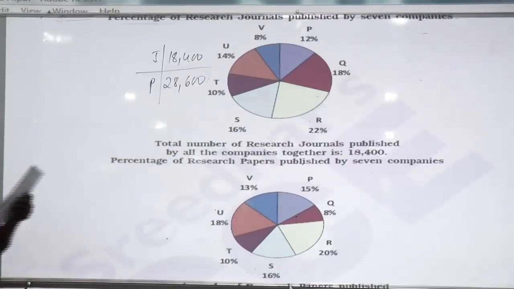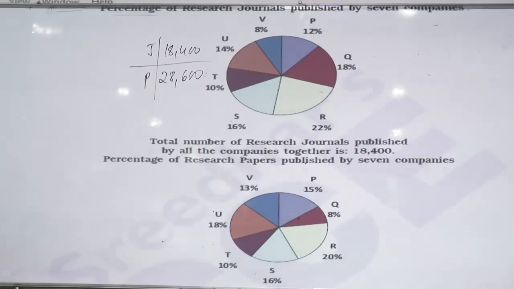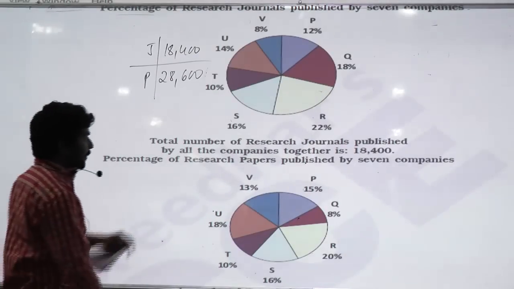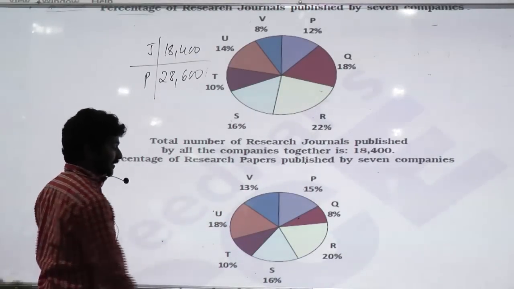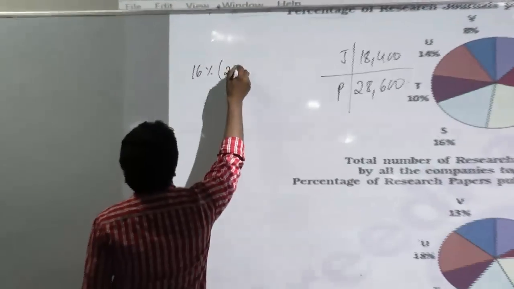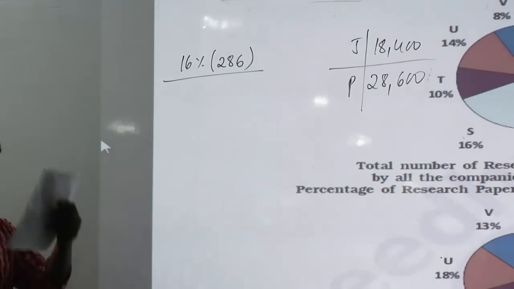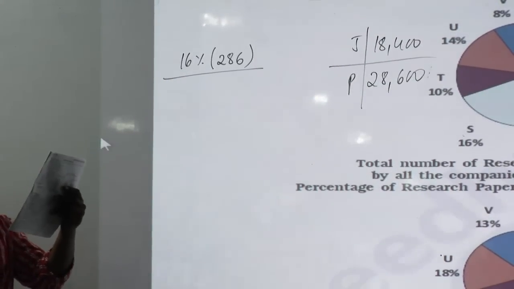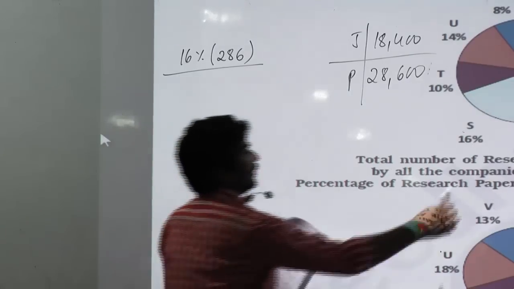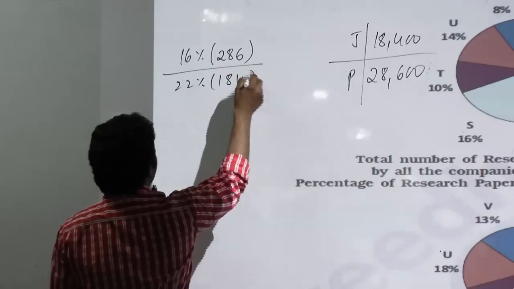Now, question number 61. What is the respective ratio between number of research papers published by S and the number of research journals published by R? Paper versus journal. S is how much percent? 16% of what? 28,600, I don't want to calculate that fully. And then for R journals, R is 22. 22% of journals is 18,400.